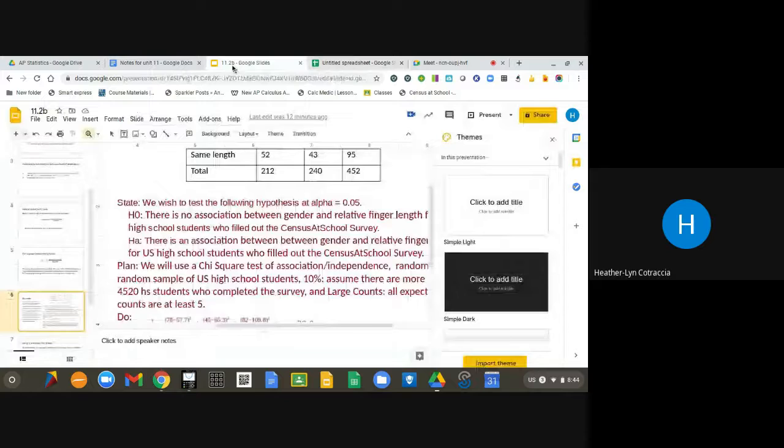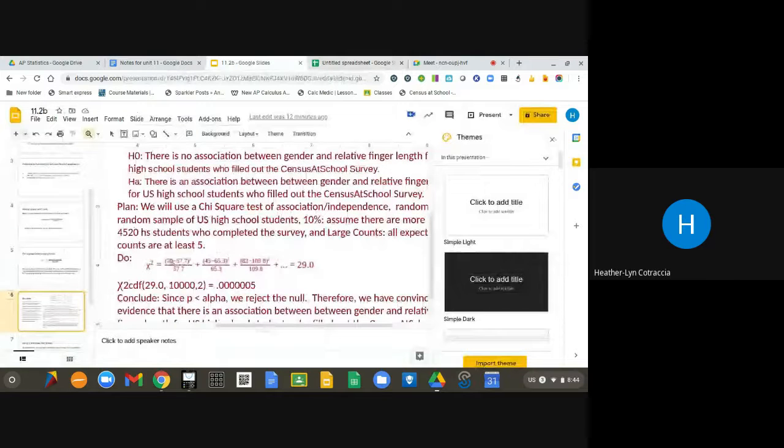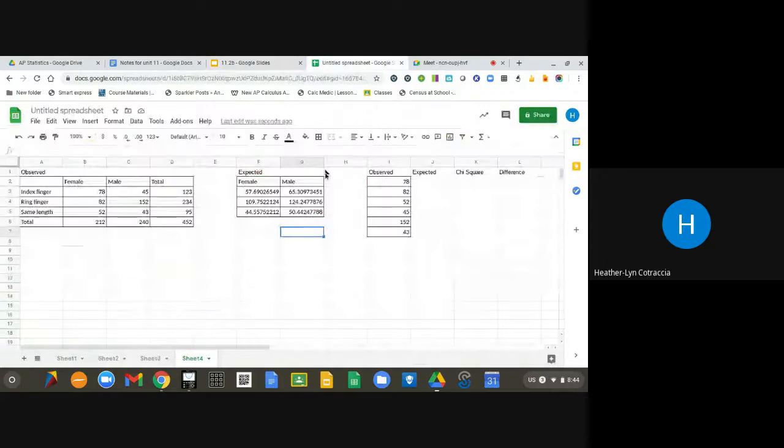Okay. So then we're going to go back over and we're in the do portion. So to find the do, you sum up all of the observed minus the expected squared and then divided by the expected. Again, list out a couple to show the AP reader or whoever's looking at your exam that you know how to find chi-squared. So there it is. And then we're going to go over to the calculator or Google Sheets. In this case, I think Google Sheets is pretty easy.